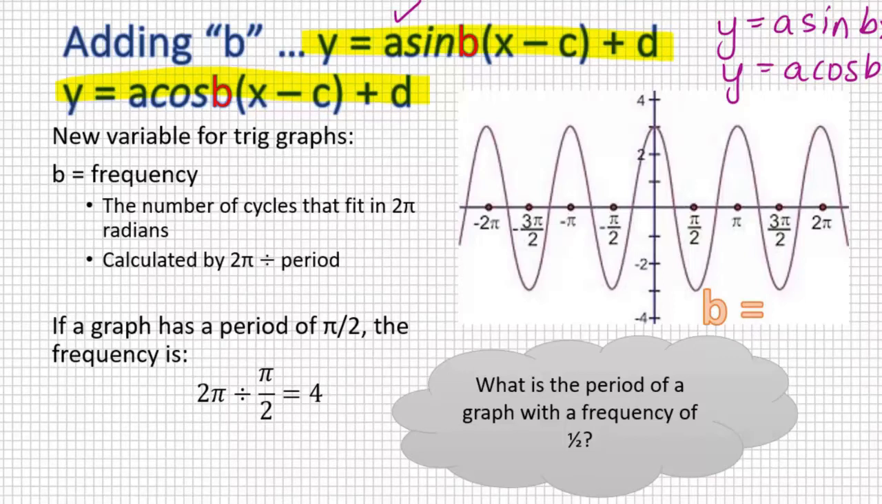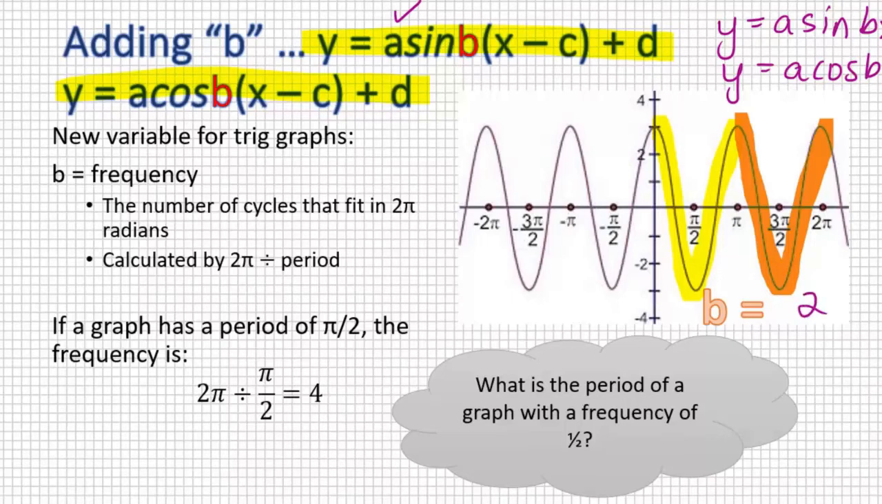B is the frequency. B tells us how many cycles will fit into 2 pi radians. For the graph pictured here, this is cosine, we find that we have one cycle and then a second cycle that fit between 0 and 2 pi. So the frequency of the graph pictured here is 2.